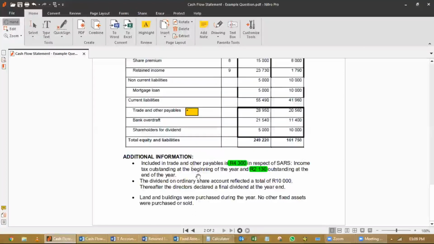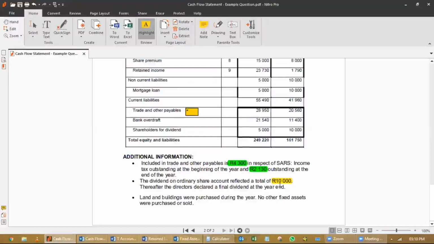All right. Then the second piece of information we get is the dividend on ordinary share account reflects a total of 10,000 Rand. Thereafter, the directors declared a final dividend at the end of the year. So you know by now that when we declare dividends, in the interim dividends, we declare and we pay them. And at the end of the year, we declare another amount for dividends, right?